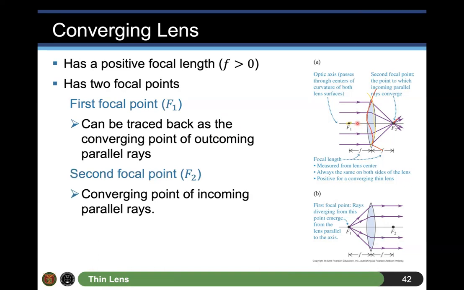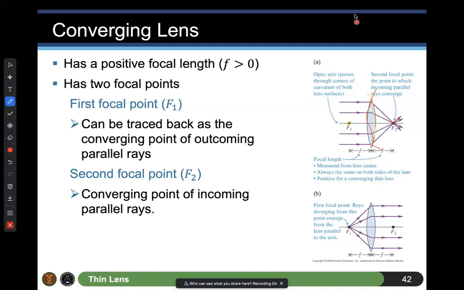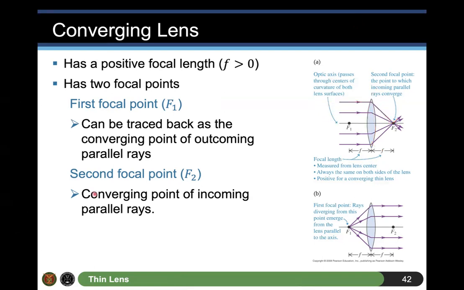So here, in this case, the source of the parallel rays is where F1 is, right? It is the source of the incoming parallel rays. They will now converge at F2, all of these parallel rays. So that's how the ray tracing goes. F1 is the source of these parallel rays, and they converge on the F2 side. That's why it is a converging lens.